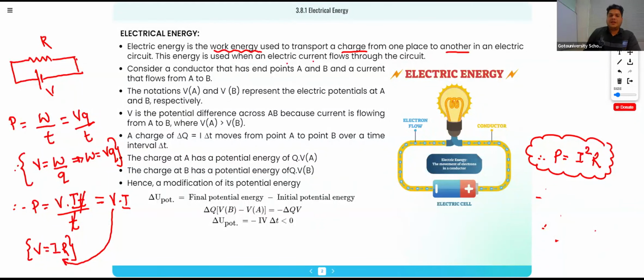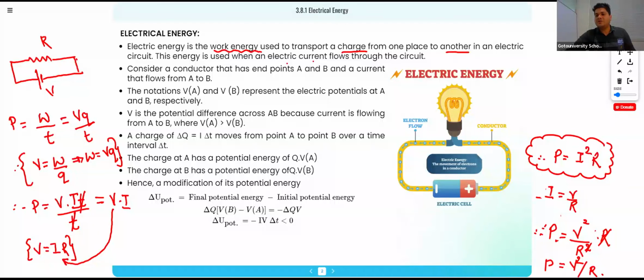Anyone? See, in place of I, what else can you write? V is equal to IR. That means I is equal to V over R, right? So therefore your power will be equal to, what is current? Current is I square. So you can write here V square over R square into R. So R and R square will get cancelled, and you will get power formula as V square over R. Okay, so this is your third formula, that is V square over R.